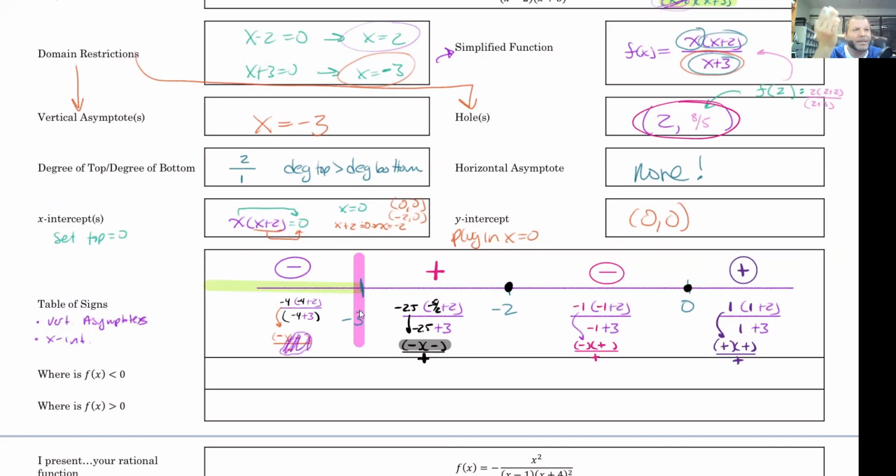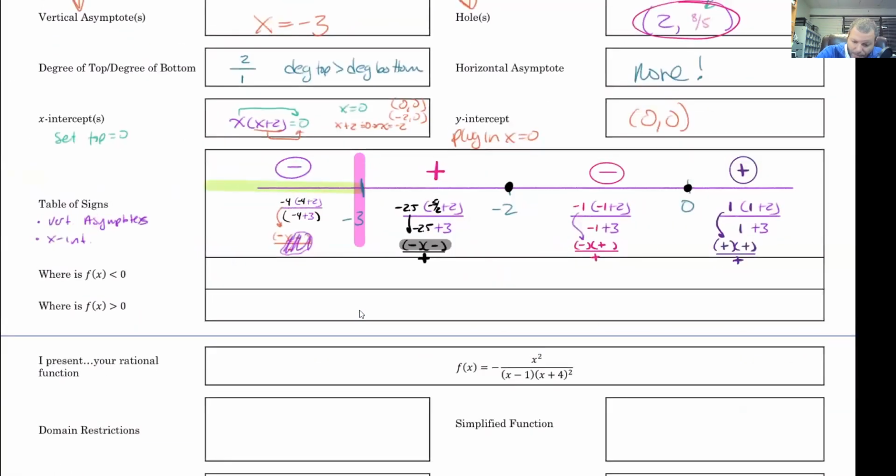So I don't care about sketching this problem right now, right? The goal is to be able to identify where the function is less than 0. Well, it's less than 0 on the interval from negative infinity to negative 3, and then union negative 2 to 0, right? So on that yellow and that yellow interval.